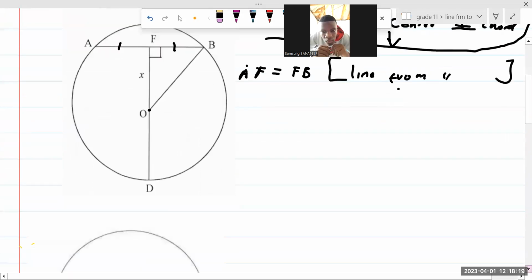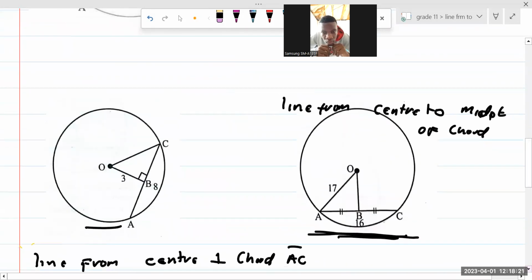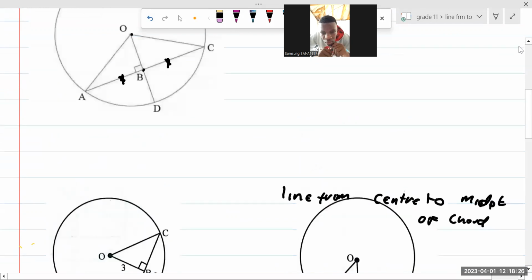Now, if we look at the following here, what seems to be missing on this diagram here, such that it looks like this one?